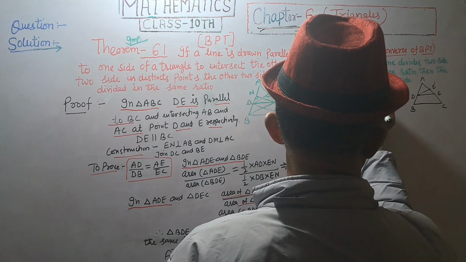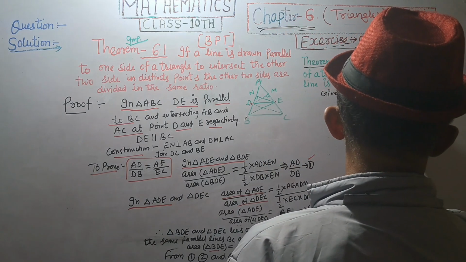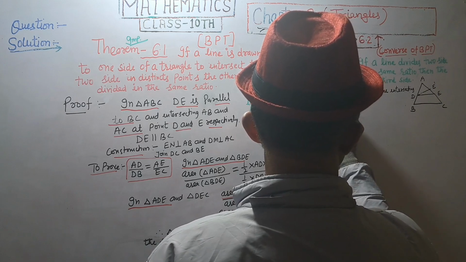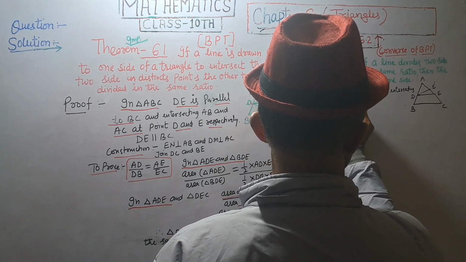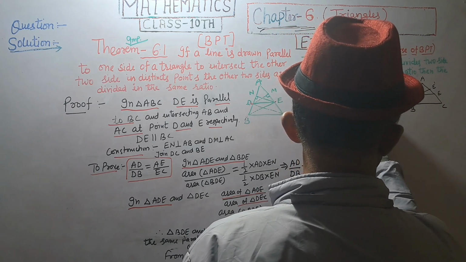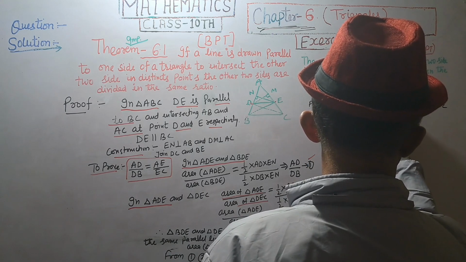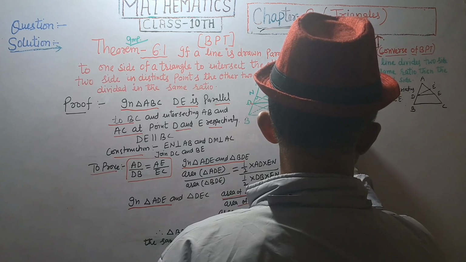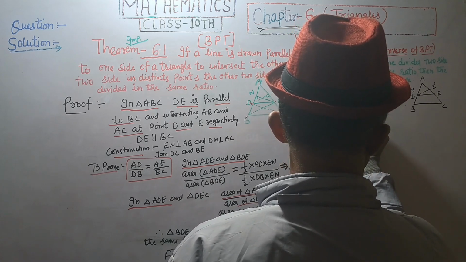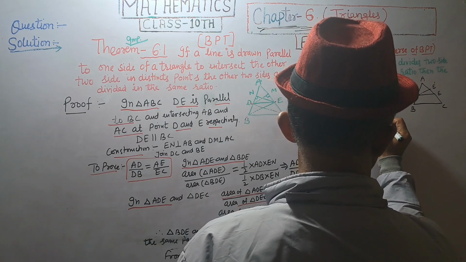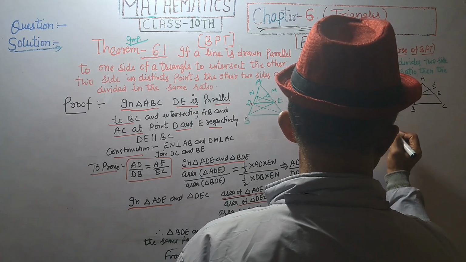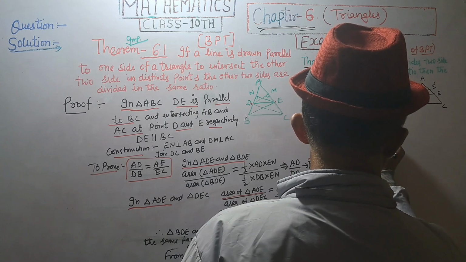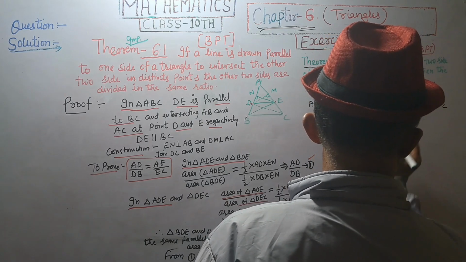Given triangle ABC, a line intersecting AB at point D and AC at point E, such that AD upon DB is equal to AE upon EC. To prove DE is parallel to BC.